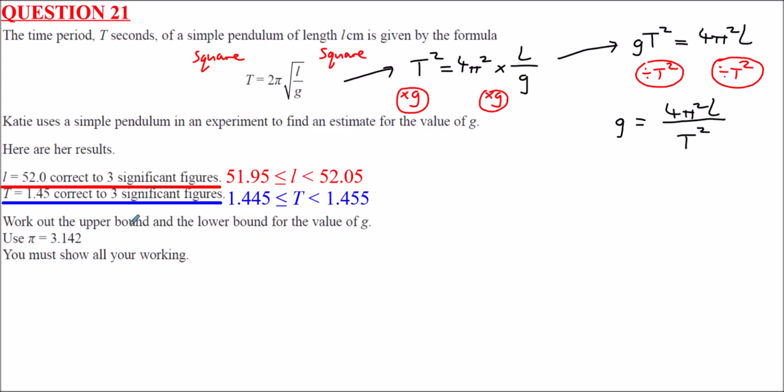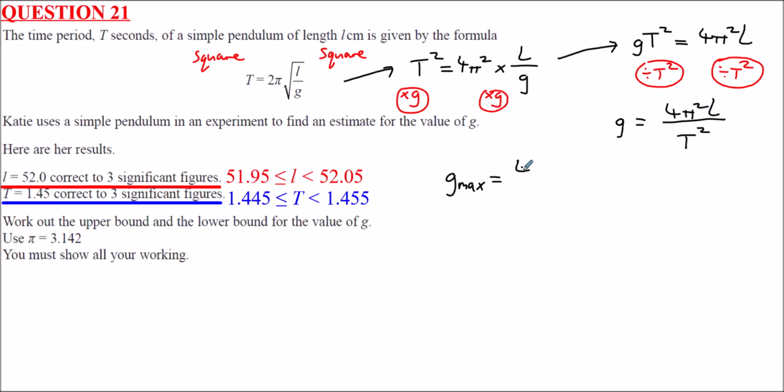But we need to work out the upper bound and lower bound for G. So when is G going to be maximum? Well, this is a fraction essentially. To make a fraction as big as possible, you put the stuff on the top as big as it possibly can be. 4 and pi are constants, but L does have an error interval, so we pick L max.